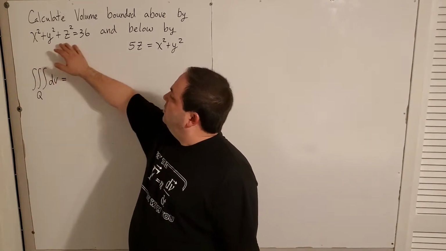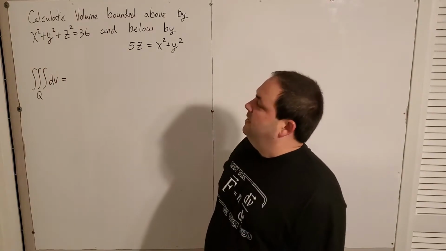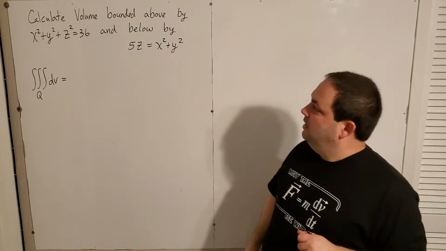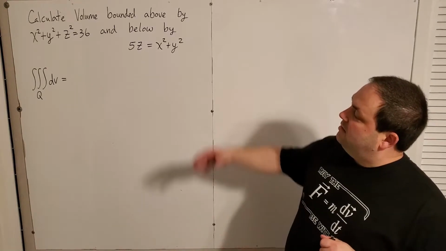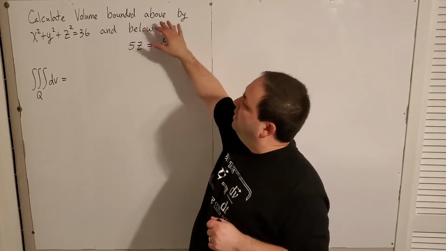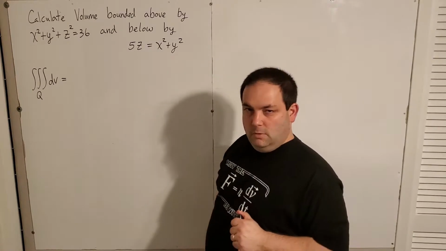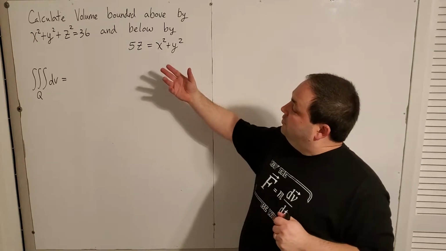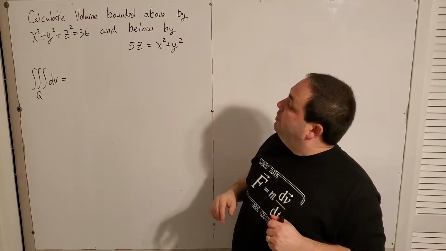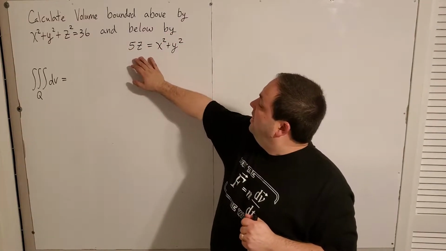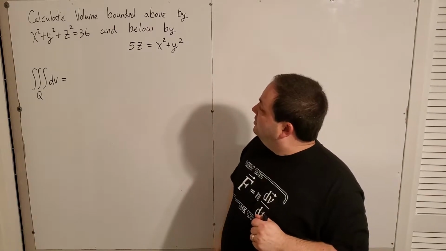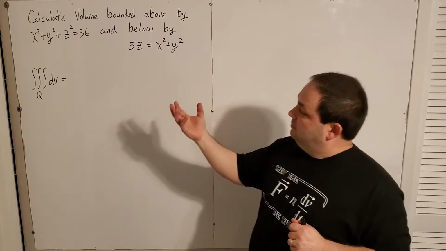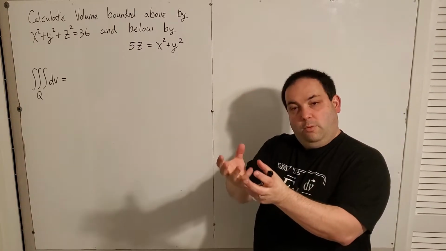x squared plus y squared plus z squared equals 36 is a sphere of radius 6, and that's supposed to be the cap. It says it's bounded above by the sphere. So there must be something else fitting inside of the sphere to do the bottom, right? It's capped below by 5z equals x squared plus y squared, and that's a circular little paraboloid, right?